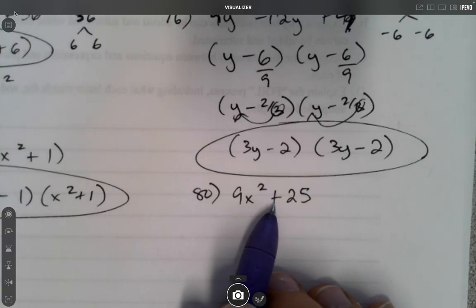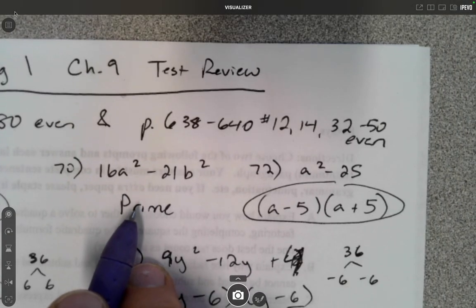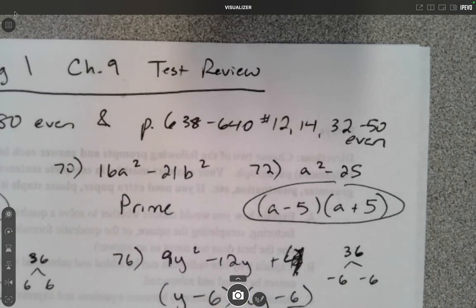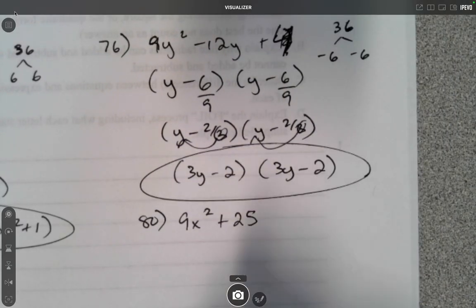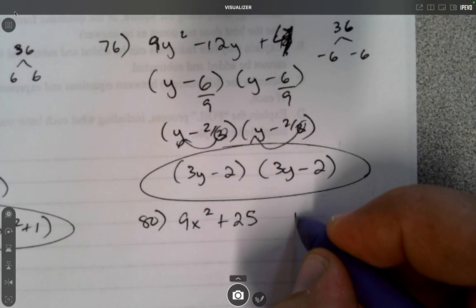It's only the subtraction, or the difference of squares. So just like on this one, we had to say prime because this was not a perfect square. On this one, we have to say prime because even though they are perfect squares, we're not subtracting.